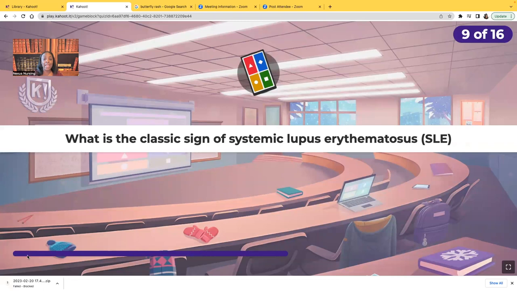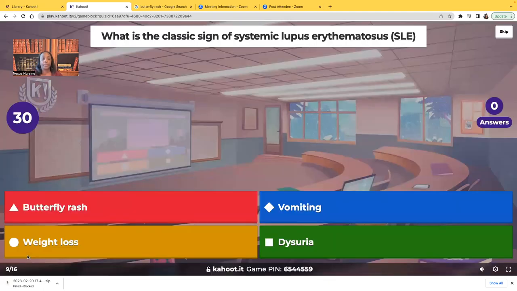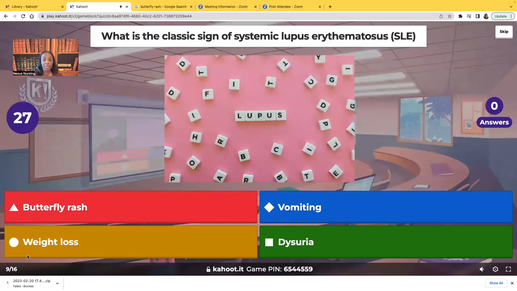What's a classic sign of lupus? Is it the butterfly rash, vomiting, weight loss, or dysuria? The classic sign of lupus.